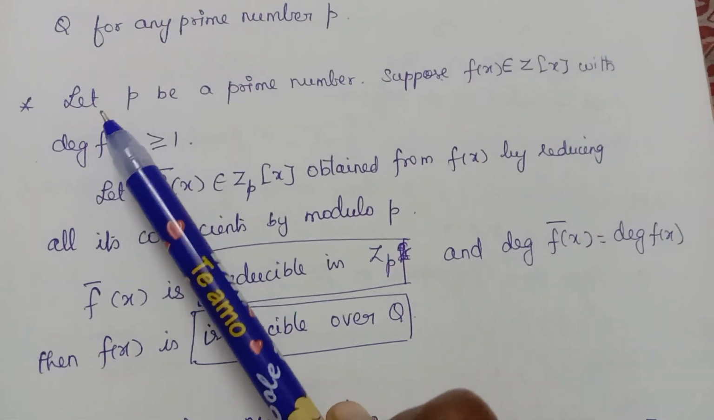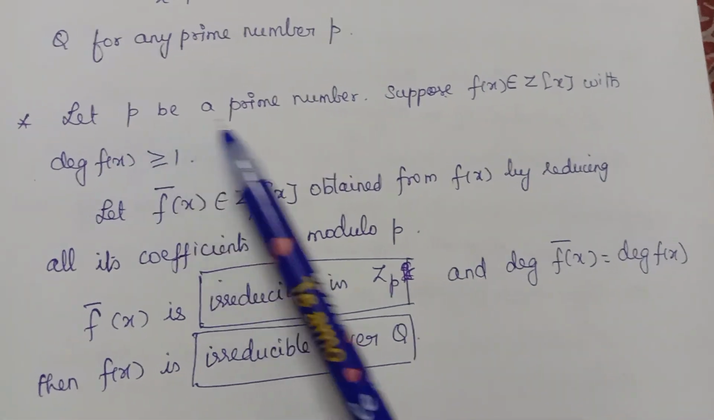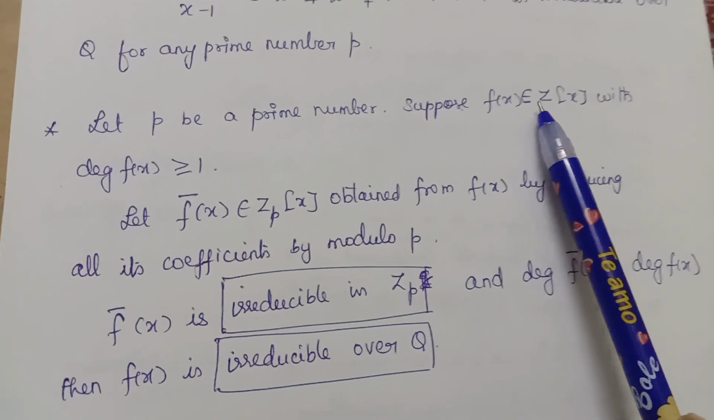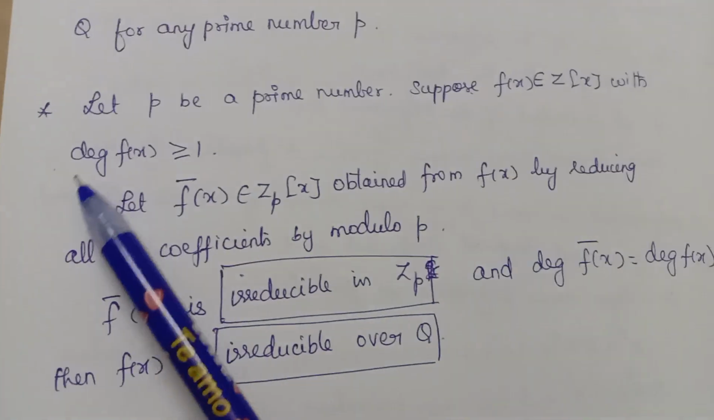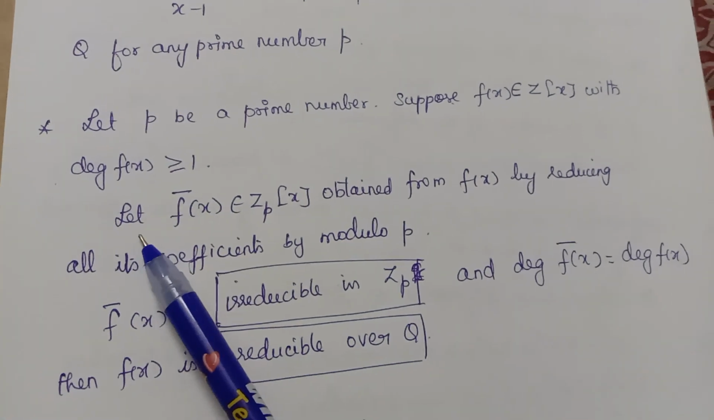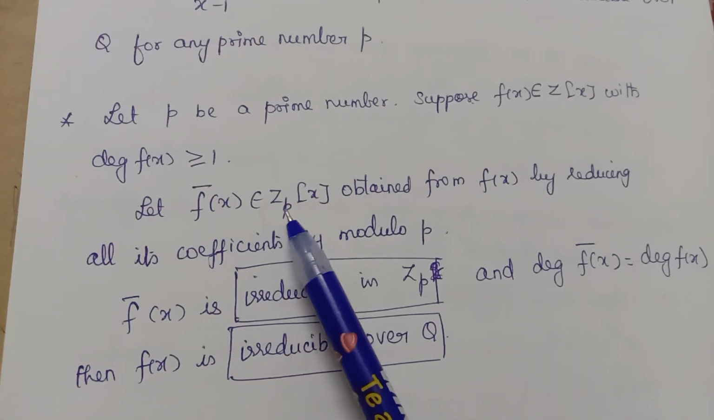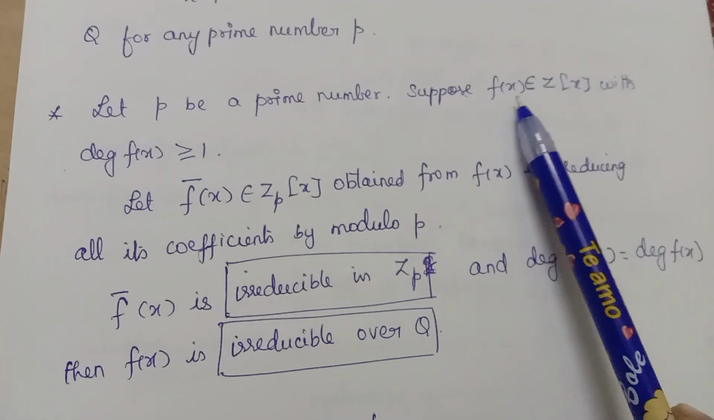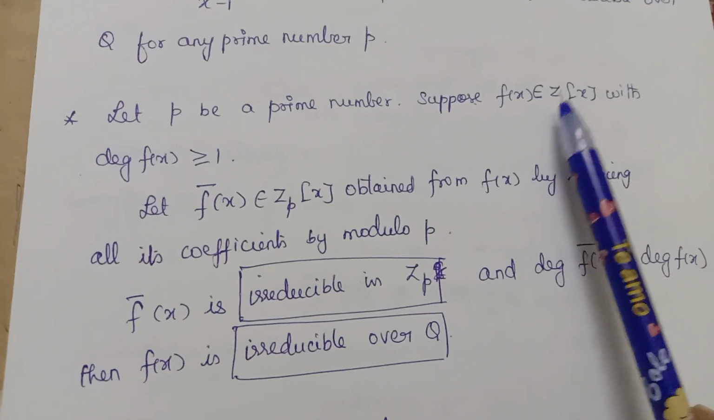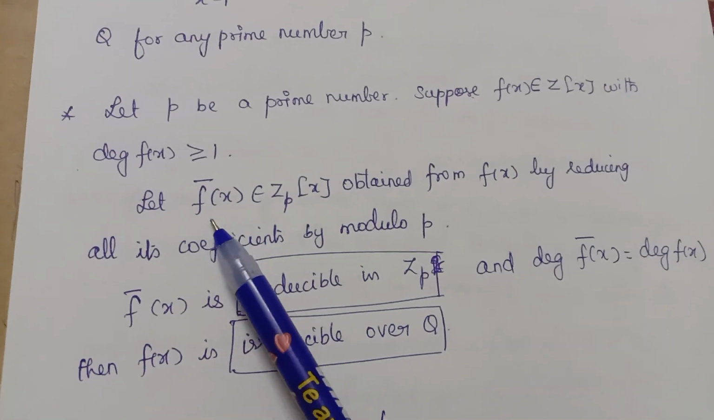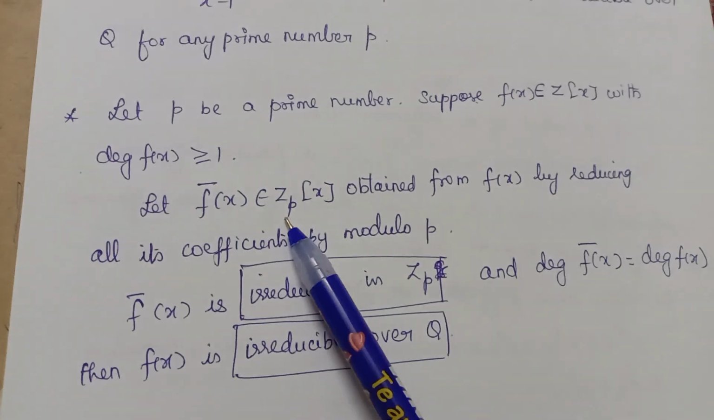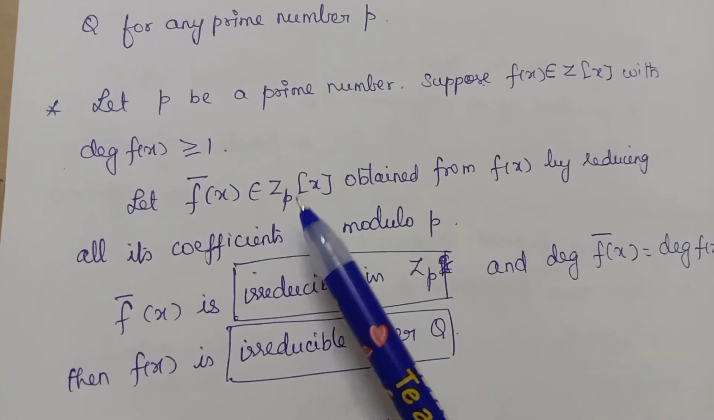Next one is, if p is a prime number and we have a polynomial f of x over integers with the degree of f of x greater than or equal to 1. Now let us define a new polynomial f bar of x in Zp of x. See, the given original polynomial is over integers. Now I am defining a new polynomial from this in Zp of x. Zp we know, yes, modulo group, right?